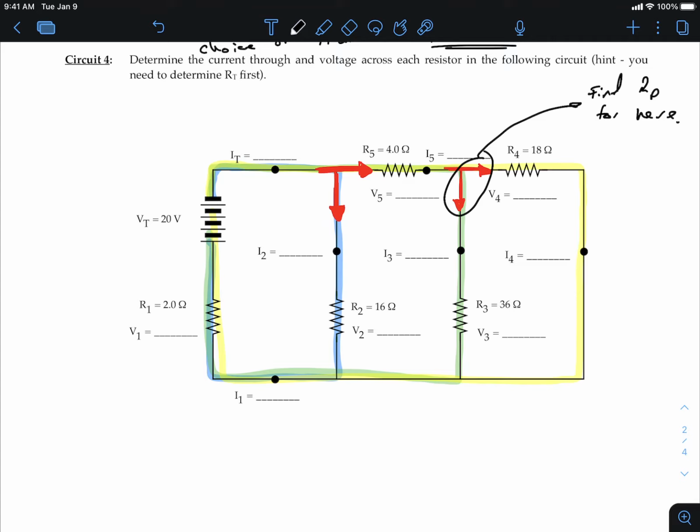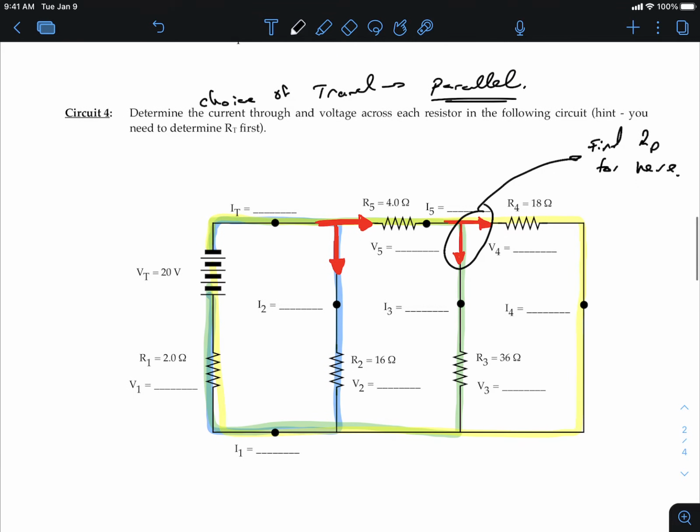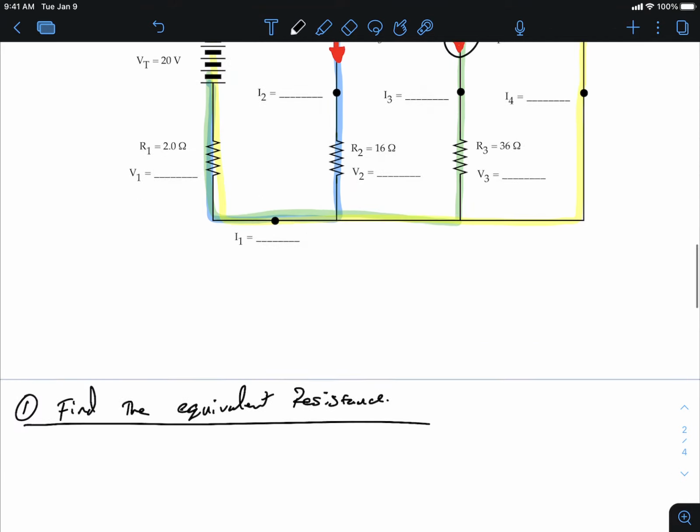Okay, so I'm looking at the furthest choice, right? And I'm going to work backwards to the battery. So I'm going to find RP, or find the equivalent resistance for that first junction, which I'm going to denote as RP1. I'm just going to find what the equivalent resistance for this portion of the circuit is. Okay, so let's just do that.